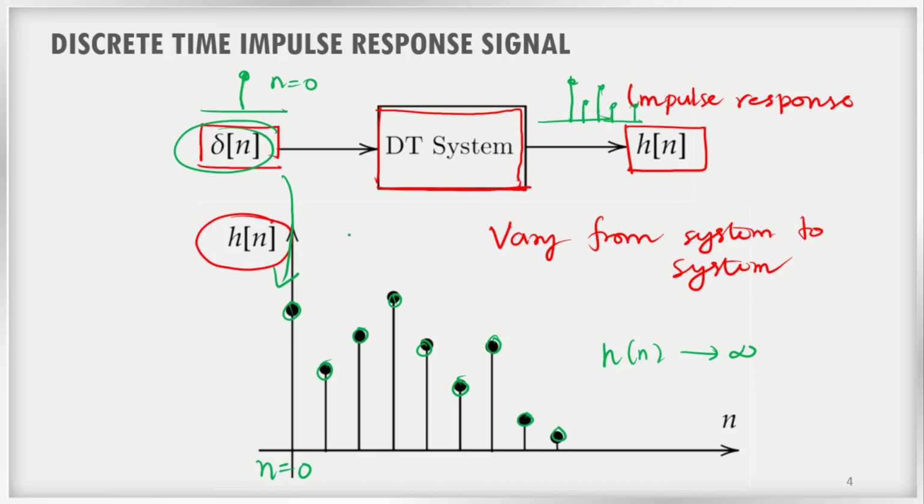It may last longer than that, right? It can go for a longer time, or sometimes it will be a shorter signal and it will die out very fast. So it depends on the system, and this h of n can be used to characterize the entire behavior of the system. That is what we are going to discuss in the next video.